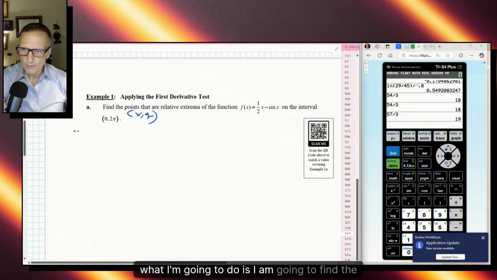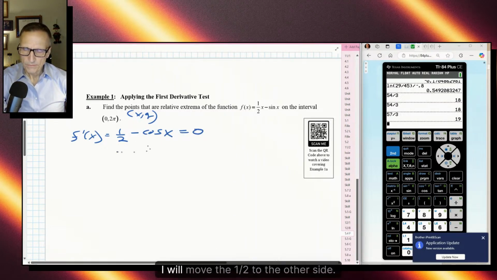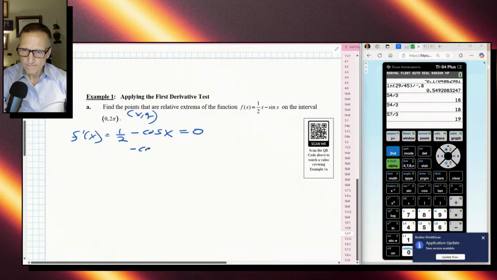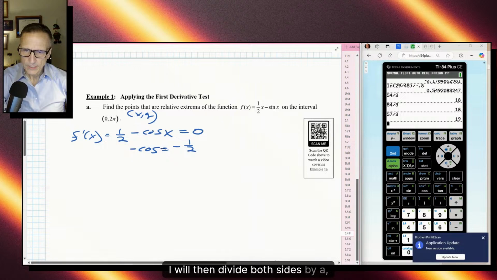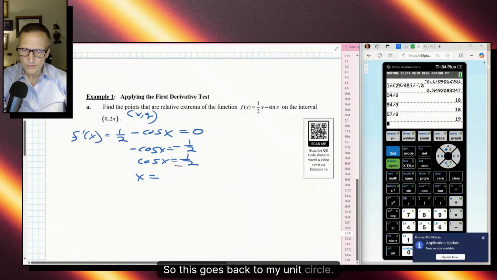Well, what I'm going to do is find the critical values for f of x. I'm going to take the derivative. That's going to give me 1/2 minus cosine of x. And I'm going to set that equal to 0 to find the critical values. I will move the 1/2 to the other side. I will then divide both sides by a -1. All right, and then what I want to do is find all the values of x that would make that true. So this goes back to my unit circle.